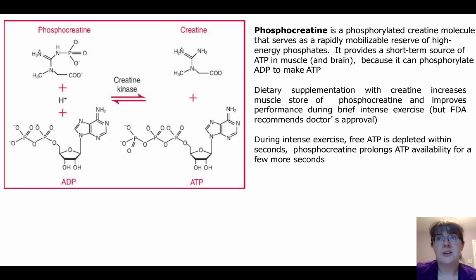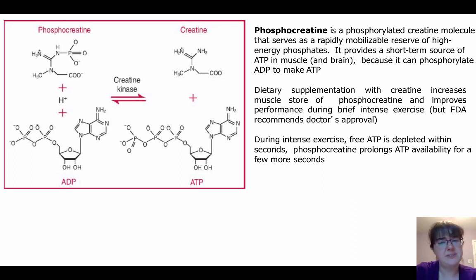As we're talking about how the body controls energy, we would be remiss if we didn't also talk about phosphocreatine. Phosphocreatine is a molecule that basically helps to rapidly mobilize a reserve of high energy phosphates. So we don't have a lot of ATP hanging around, but creatine and phosphocreatine are basically the next step. So they're still high energy molecules, and they basically can help replenish ATP stores relatively quickly.